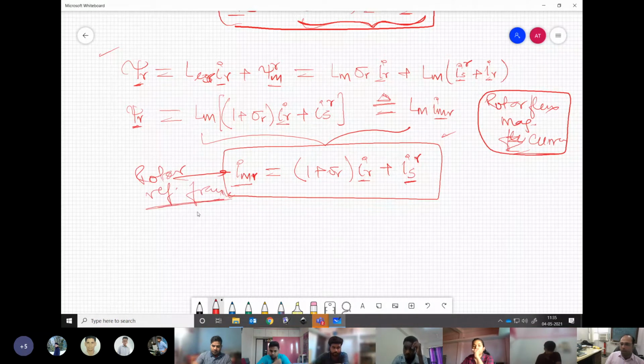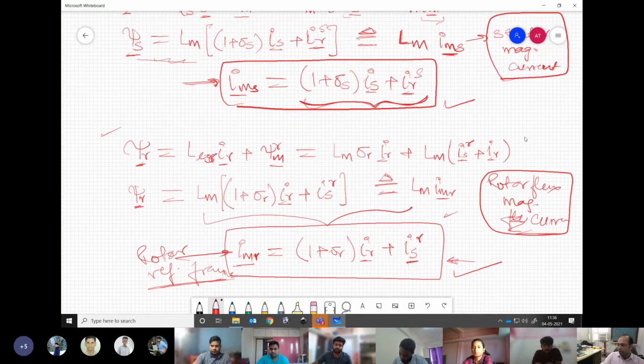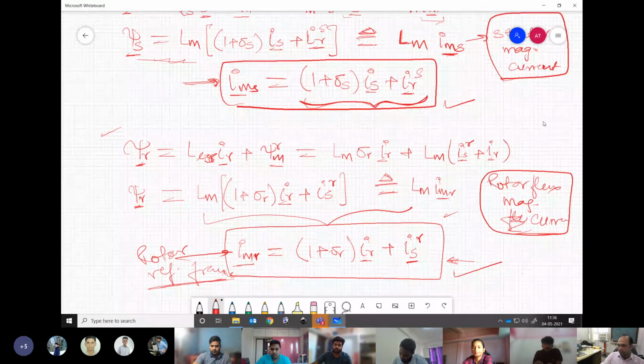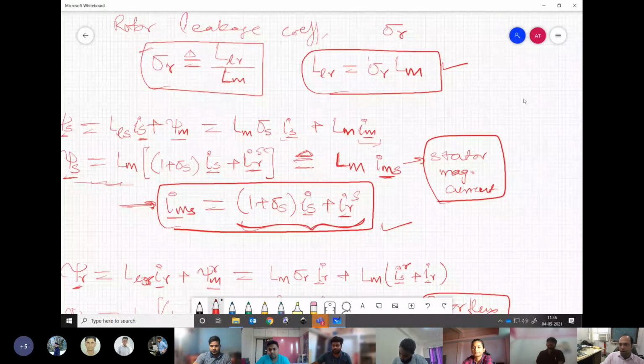So all the definitions we have given. Now we are ready for our modeling part. Is that clear? These things are important because we are going to orient our reference frame along something that we have to understand. And then we will simplify a lot of things using these definitions. Is that clear?